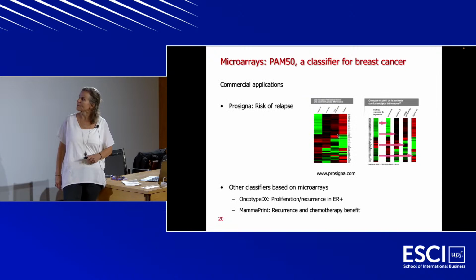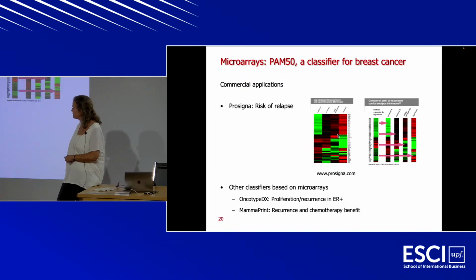So this PAM50 classifier, this molecular classification, is used nowadays in commercial applications. That means if you know anyone that has gone through breast cancer, probably one of those assays has been performed on the tumoral samples, and this is Prosigna, which measures the risk of relapse, and this is based again on the PAM50. And then we have two other classifiers, the Oncotype DX and the MammaPrint, which is especially designed based on microarrays, not on the PAM50, but also on microarrays, using the same methodology to study the prognosis and the treatment for breast cancer.